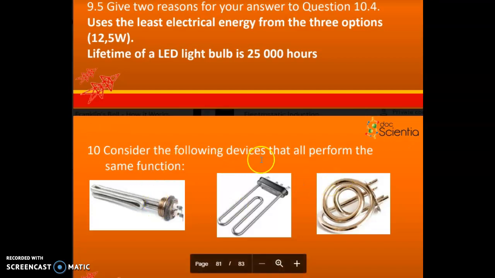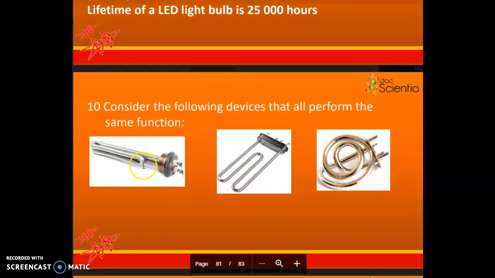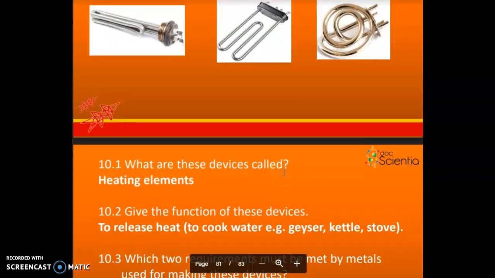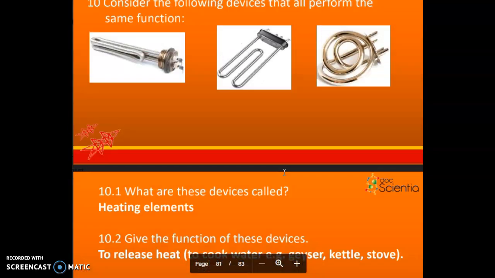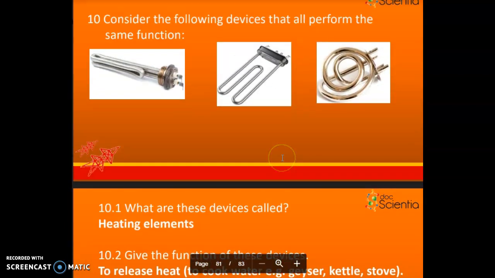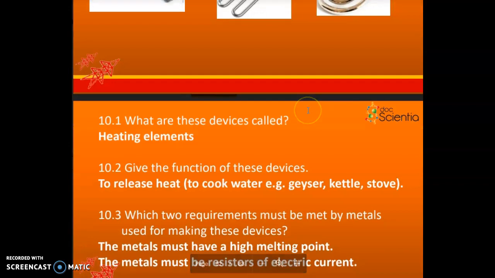Number 10, consider the following devices that all perform the same function. Element, element, element of kettles. This is, oh, I just gave the answer away. What are these devices called? They are called heating elements.